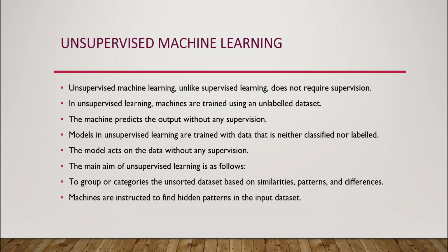The model acts on the data without any supervision. The main aim of unsupervised learning is to group or categorize the unsorted data based on similarities, patterns, and differences. Machines are instructed to find hidden patterns inside the input data set.